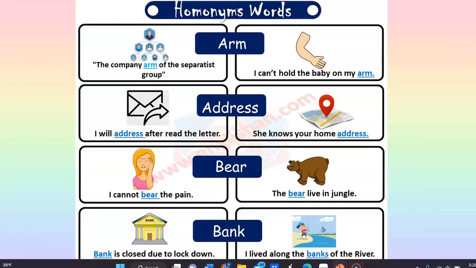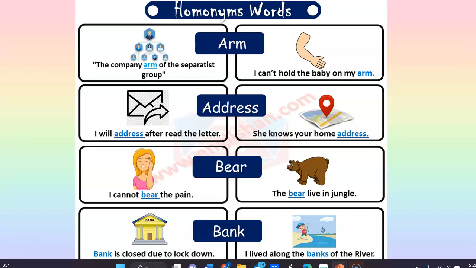And then here we just have a few more examples. The company arm of the separatist group. I can't hold the baby on my arm. Again, same word, same spelling, same pronunciation, but different meanings.